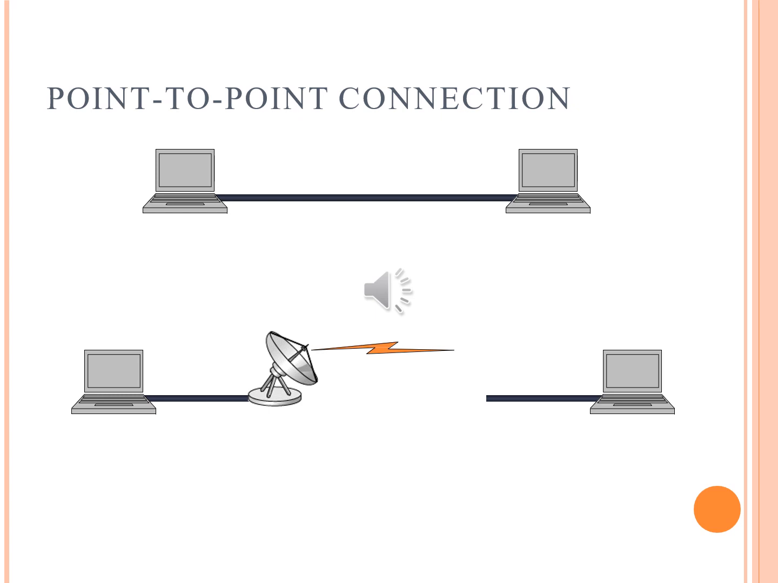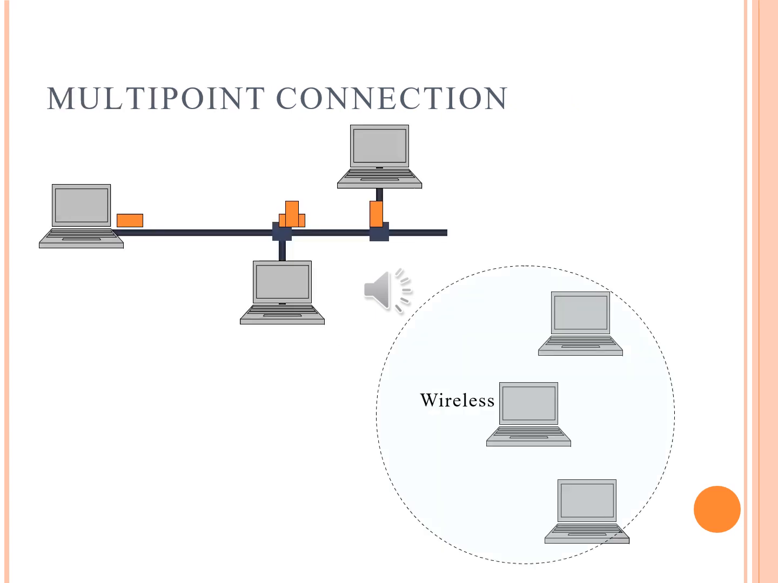This figure shows how data is transmitted or travels in point-to-point connections, as we have one-to-one communication from one system to another system. That is known as a point-to-point connection. I hope you all understand by seeing this figure. Now students, let us see how a multipoint connection works.